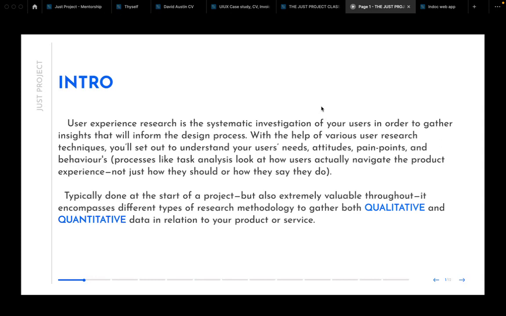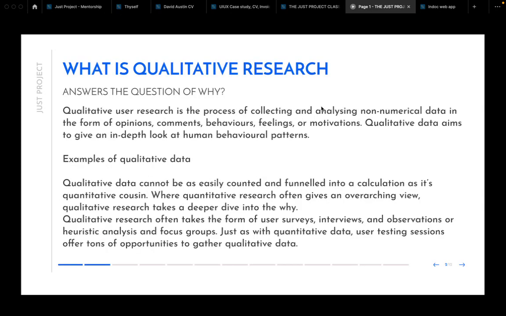So basically, there are two different types of research: qualitative and quantitative. You can see from the slides. So what is qualitative? Qualitative research is the process of collecting and analyzing non-numerical data in the form of opinions, comments, behaviors, feelings, or motivations. It aims to give an in-depth look at human behavioral patterns. It takes a deeper dive into why. So it answers the question why.